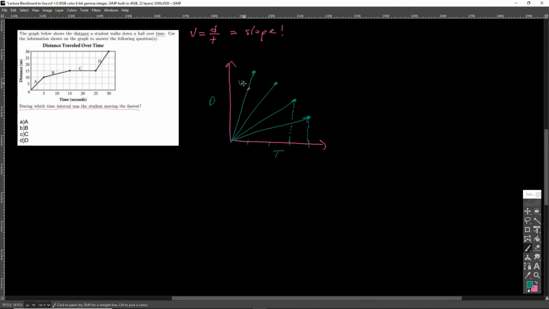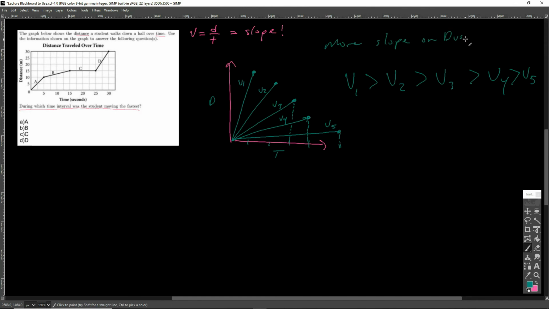You know that if these objects had velocities v1, v2, v3, v4, you know that v1 has a greater slope because it's very steep. So therefore the velocity is greater. So the greatest velocity would be v1, which is greater than v2, which is greater than v3, which is greater than v4. You could even have one that's down here, that would be v5, less than v4. So more slope on a distance versus time graph equals more velocity. All right, so now we need to look at this graph.